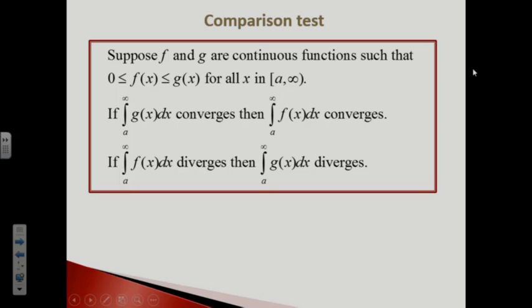It means that to show that an integral is convergent, we show that it is less than a convergent integral on the same interval, or else an integral is divergent if it is greater than a divergent integral.